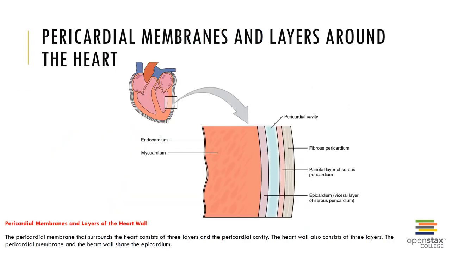Here you can see the pericardial membranes and layers around the heart. The heart wall contains 3 layers. The endocardium, which is the inner surfaces of the heart, including those of the heart valves, are covered by the endocardium, which is a simple squamous epithelium and underlying areolar tissue. The squamous epithelial lining of the cardiovascular system is called the endothelium. The endothelium of the heart is continuous with the endothelium of the attached great vessels.